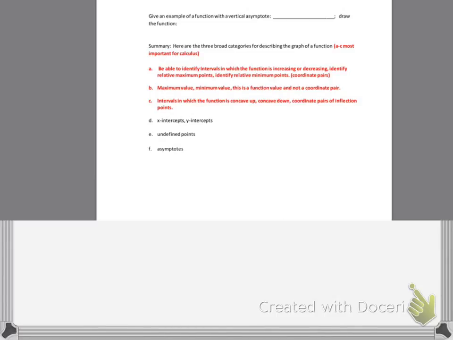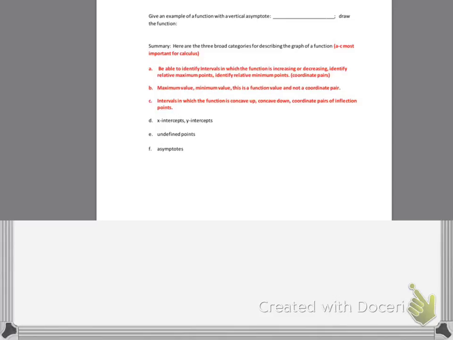Okay, so here's a summary of the broad categories that we use for describing the graph of a function. So the ones that were new for us and that pertain to calculus specifically, I identified in red. So be able to identify intervals in which the function is increasing or decreasing, and the way that was different than Algebra 2 was that now we can talk about the slope of the functions being positive or negative. Identify relative maximum points. Okay, that's going to be a vertex. Identify relative minimum points. Again, it's a vertex.